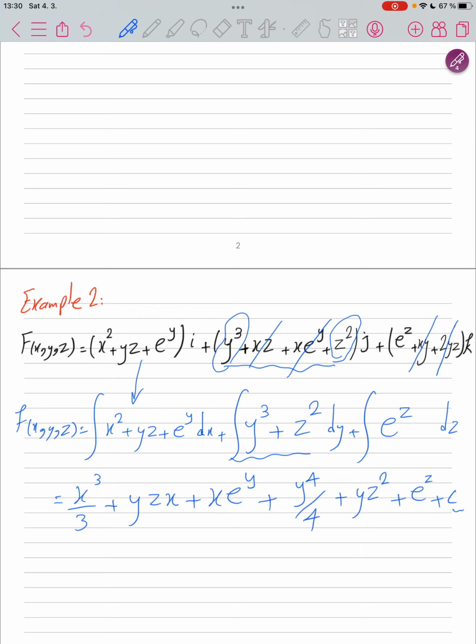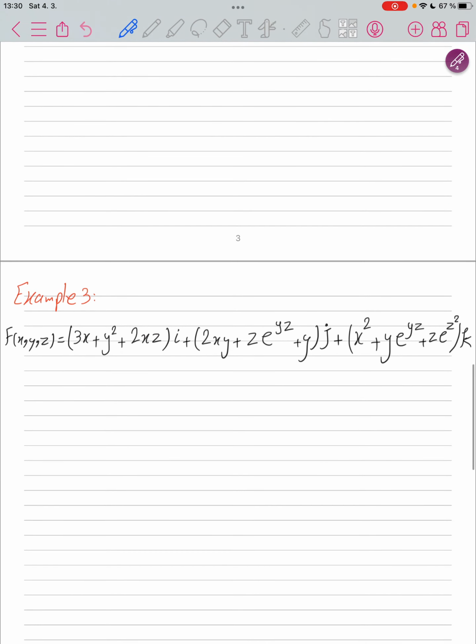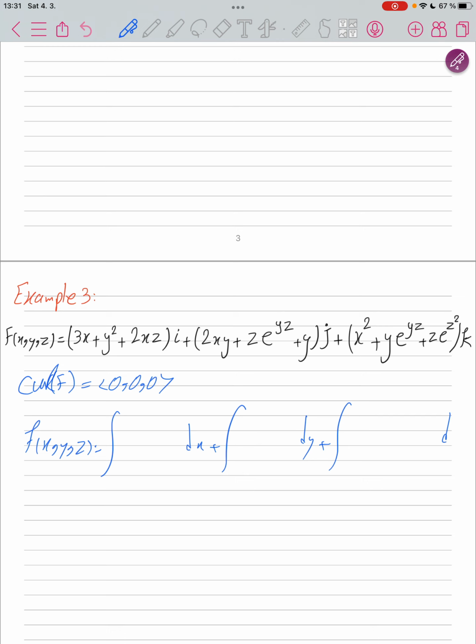So let's do the last example. So here again is a conservative vector field in R3. So you can check that the curl of this vector field is going to be 0. Therefore, this is going to be conservative. Therefore, you have a potential function f of x, y, z. Okay, this is going to be the integral dx plus the integral dy plus the integral dz, right?